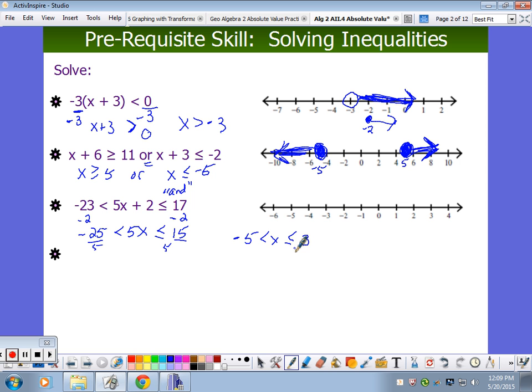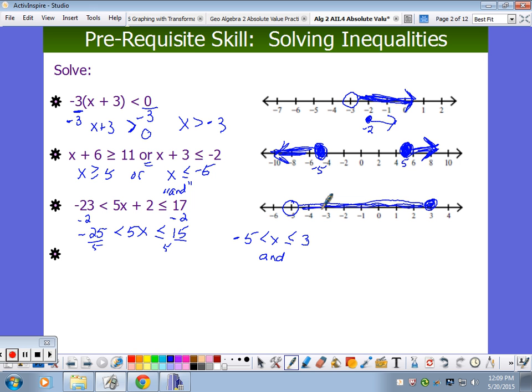So what does this look like on the number line? What does this even mean? X is bigger than -5, and it is less than or equal to 3. Those two statements have to be true at the same time. They both must be true. That's an AND. So if I go to -5, that's an open circle. If I go to 3, that's a closed circle. And everything in between.